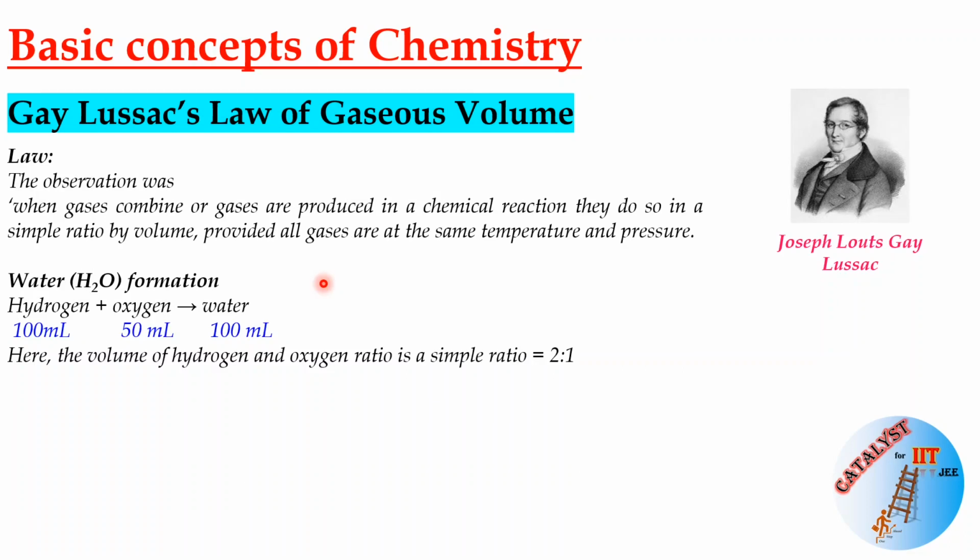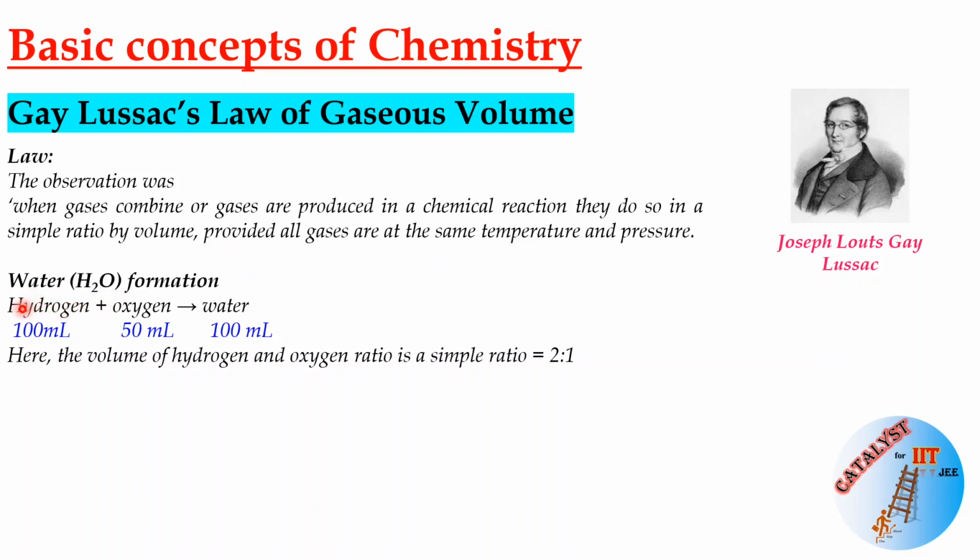Now let's move on to the next law, which is Gay-Lussac's law of gaseous volume. This law was proposed by Gay-Lussac, and from the observation he proposed that when gases combine or gases are produced in a chemical reaction, they do so in a simple ratio by volume when all the temperatures and pressures are kept constant.